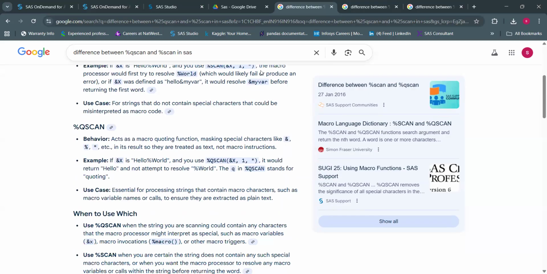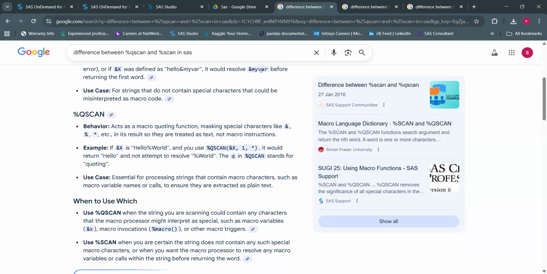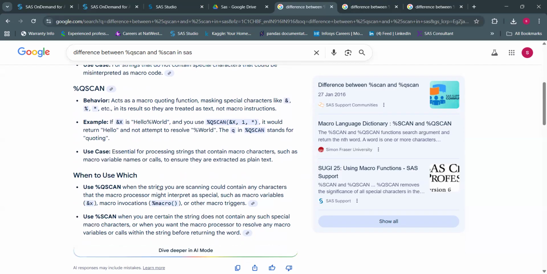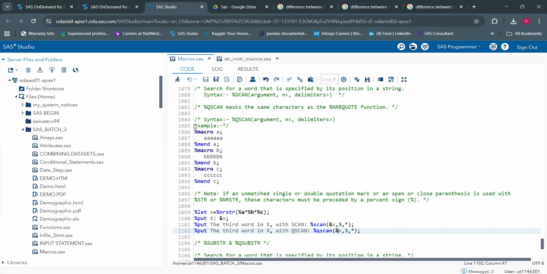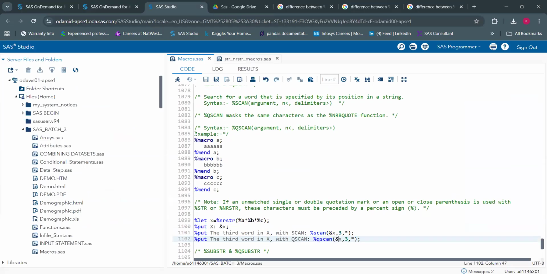Right, ma'am? So let's go into this. When to use which? Use QSCAN when the string you are scanning could contain any characters that the macro processor might interpret as special, such as macro variables like ampersand x, or macro invocations like percentage macro. So let's go to an example. For instance, I have percentage macro A, B, C.